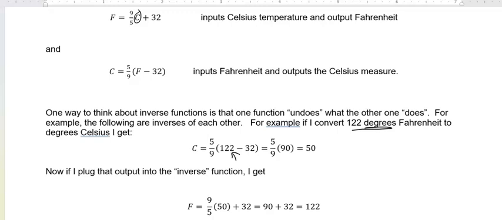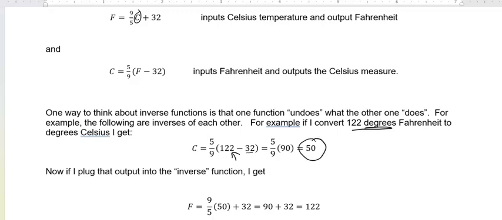If I plug that into my C function, right here, then I get an output of 50 degrees Celsius. Okay, so I perform the operations, and these are linear functions. I perform the operation, and that is I subtract 32. 122 minus 32 is 90. 5 ninths times 90 is 50. So 122 degrees Fahrenheit is 50 degrees Celsius.